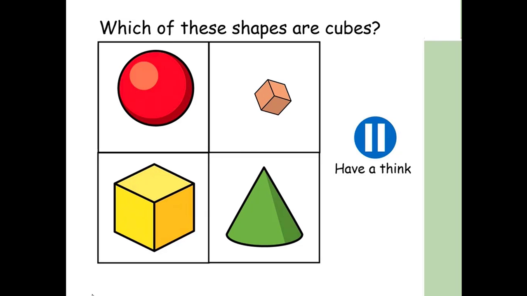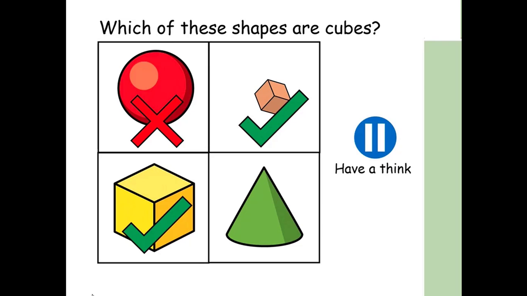All right, mathematicians, can you spot the cubes? This is not a cube. It's a sphere. Yes, this is a cube. Yes, this is a cube, just like we saw. But this is not a cube. It's called a cone.